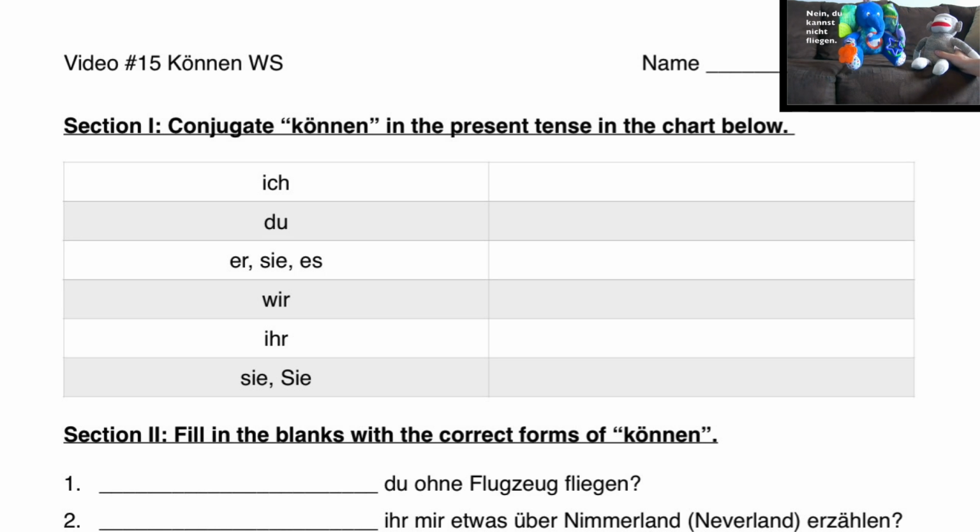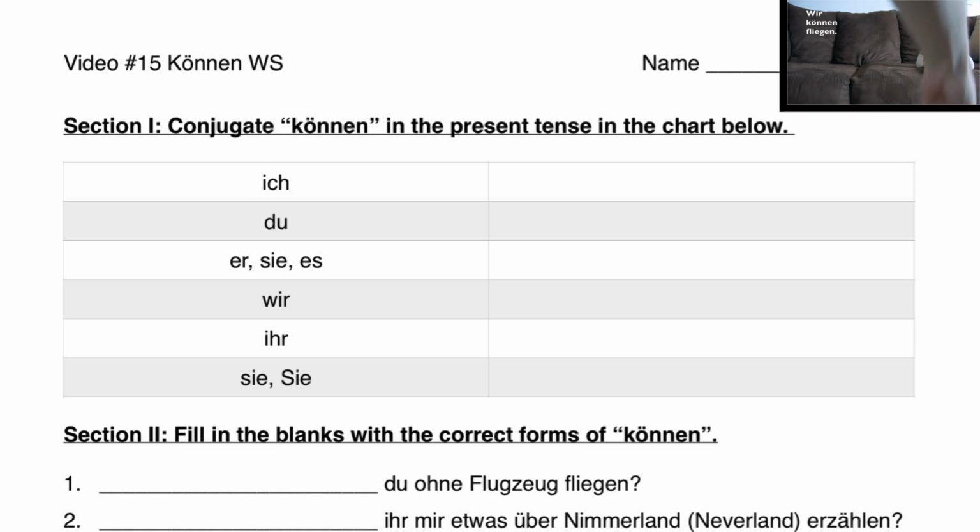Hi everybody! Today we're going to be doing another grammar topic. Today we're talking about können, which is another one of those modal auxiliaries that we've been working on over the last several weeks. First thing we want to do with any of these modal auxiliaries is learn how to conjugate it. So we're going to start off with the conjugation as we have with the other worksheets.